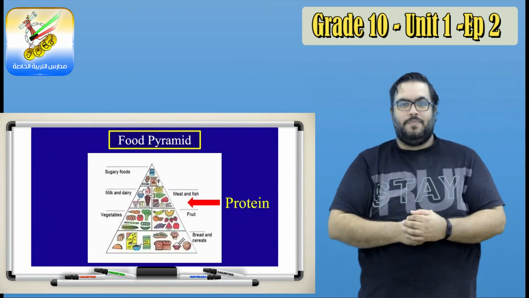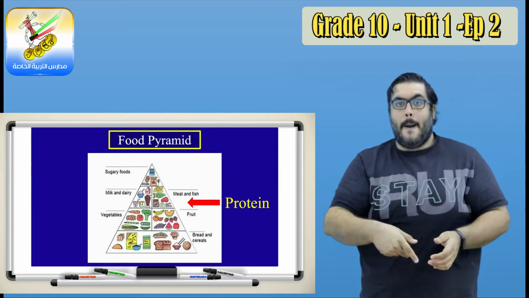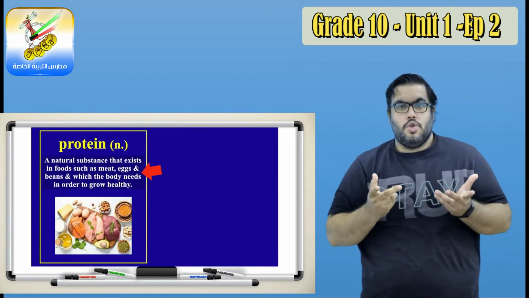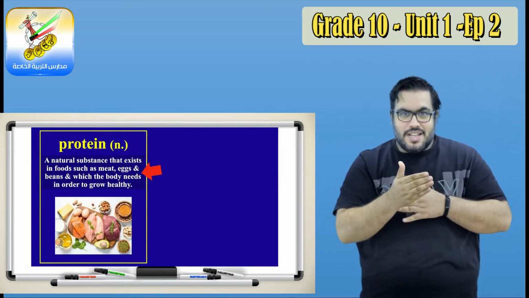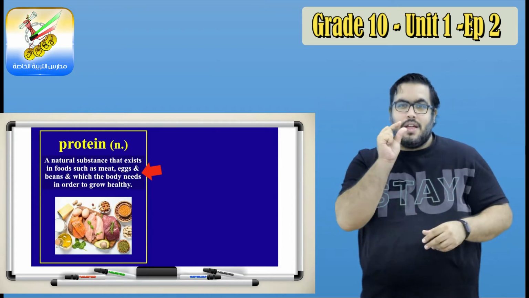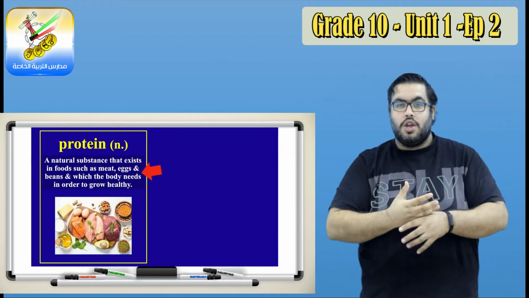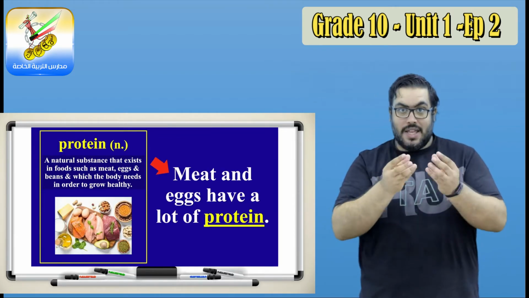The next element we can find in meat and fish, which is very well known, is protein. Protein is a noun. It means a natural substance that exists in foods such as meat, eggs, and beans, and which the body needs in order to grow healthy. For example, meat and eggs have a lot of protein.